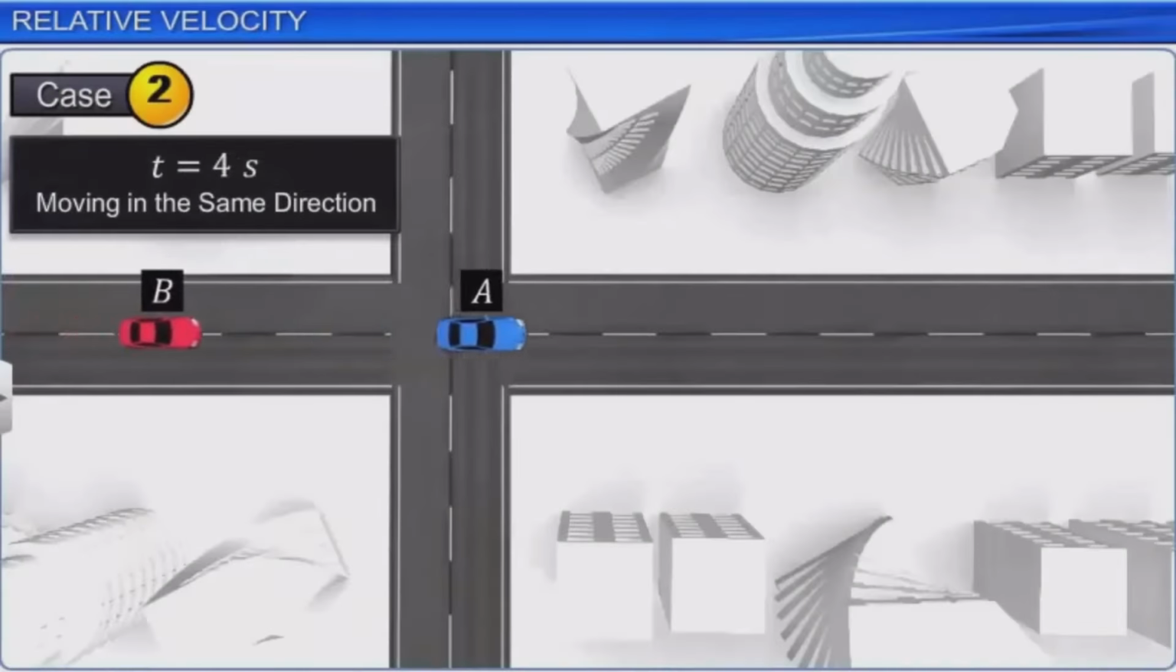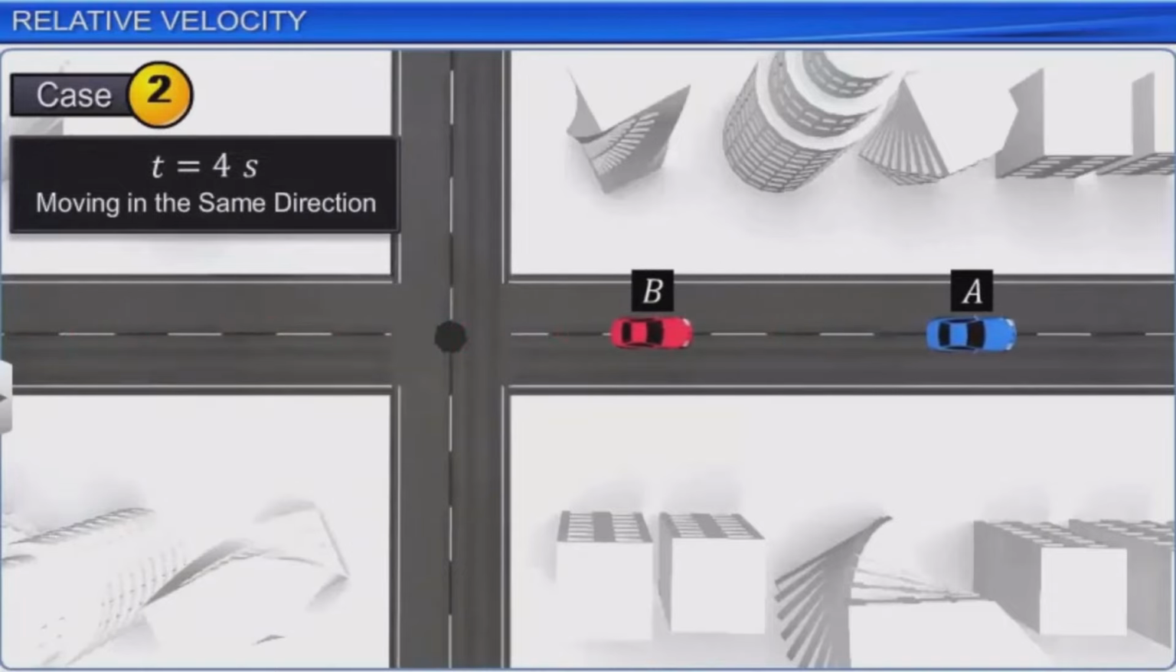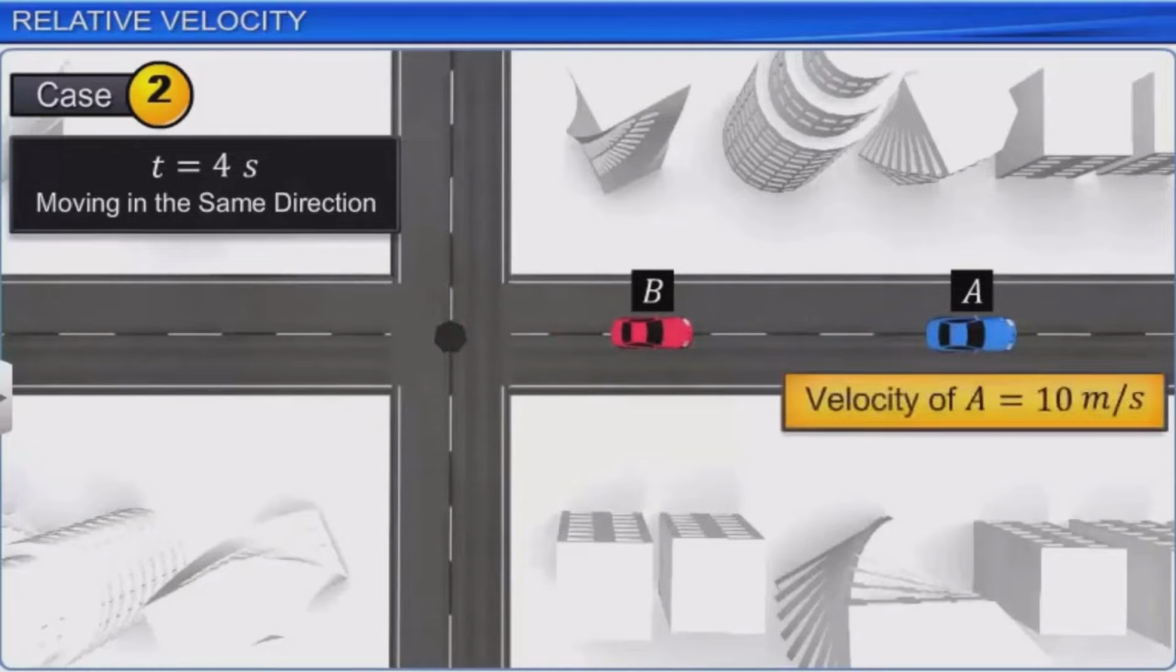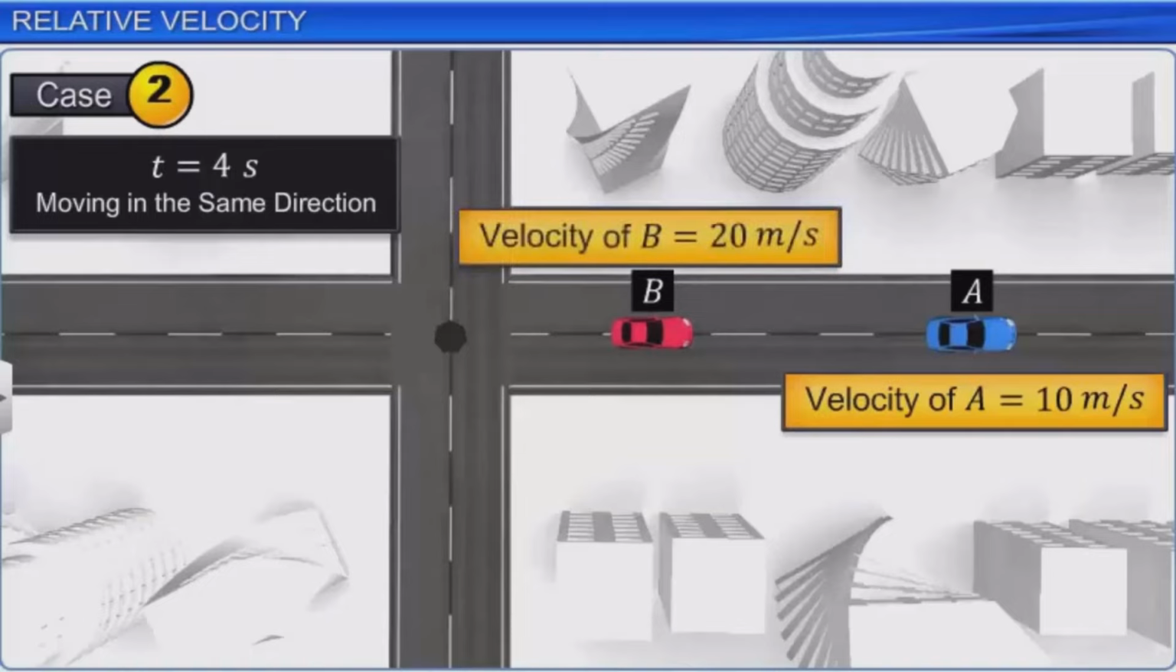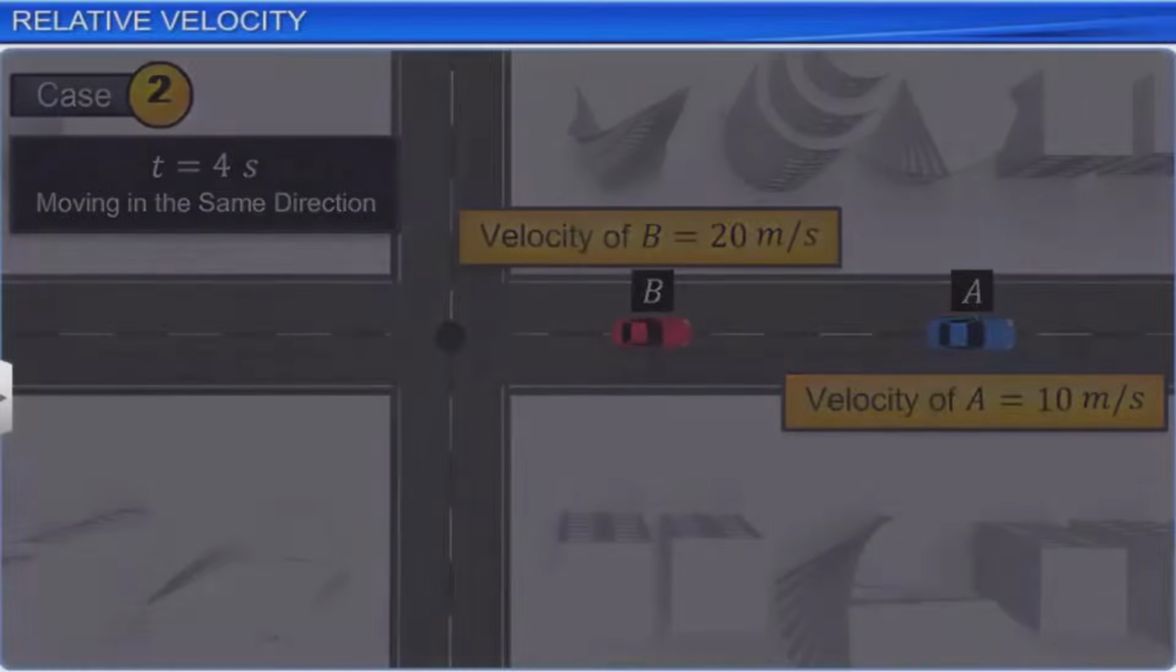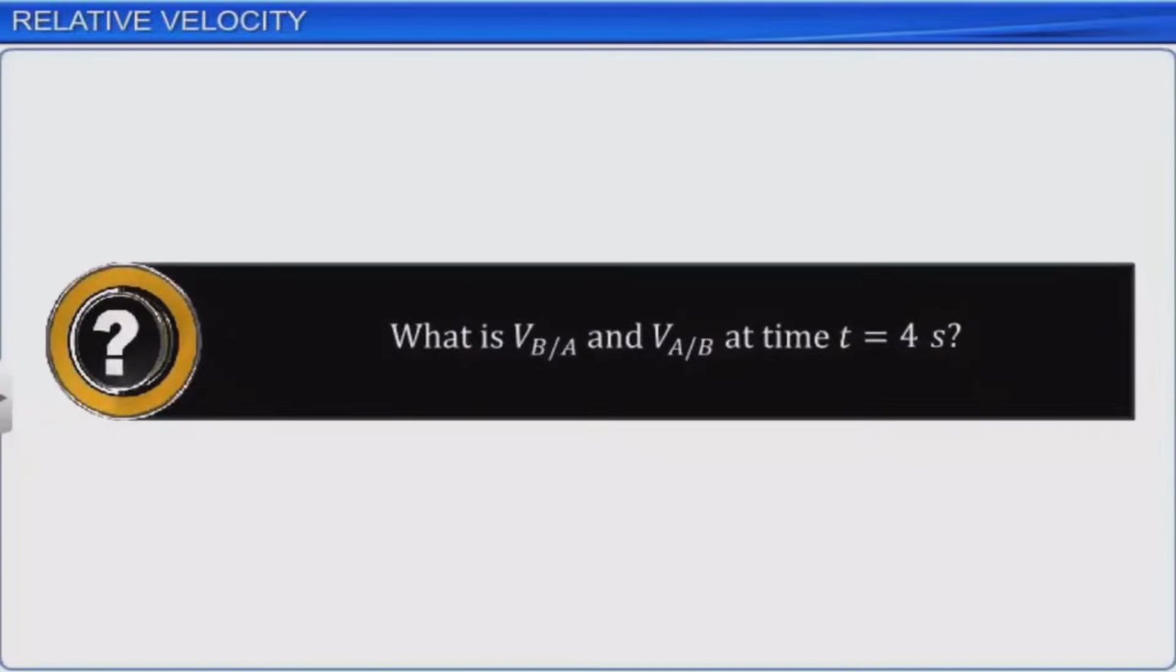Case 2. The position of the cars at initial observation being same as in case 1. Now, car A has uniform velocity of 10 meters per second, and car B has uniform velocity of 20 meters per second. 1. What is VB by A and VA by B at time t equal to 4 seconds?